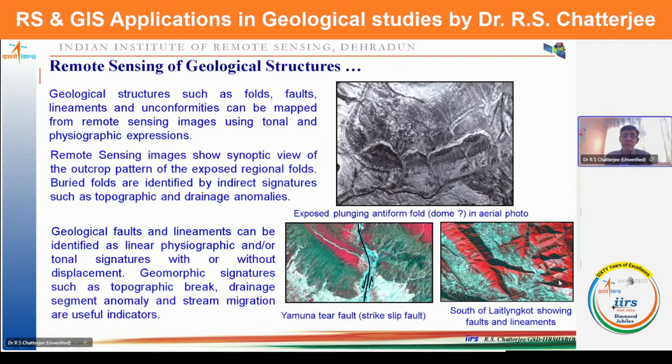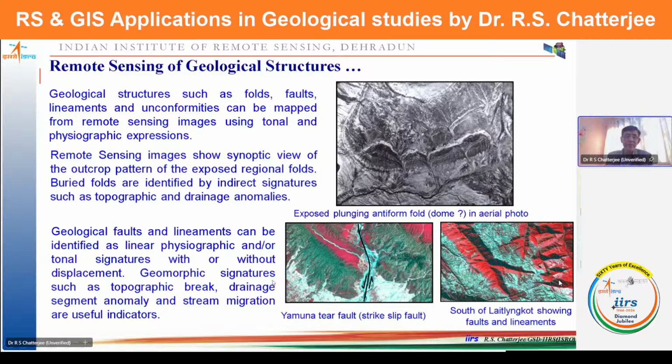Similarly, geological faults and lineaments can be identified from linear physiographic features and or tonal signatures. Sometimes due to soil infilling, we get the tonal signatures also, or vegetation growth. If there is displacement, then it is a fault. Otherwise, there are fractures or joints when there is no displacement.